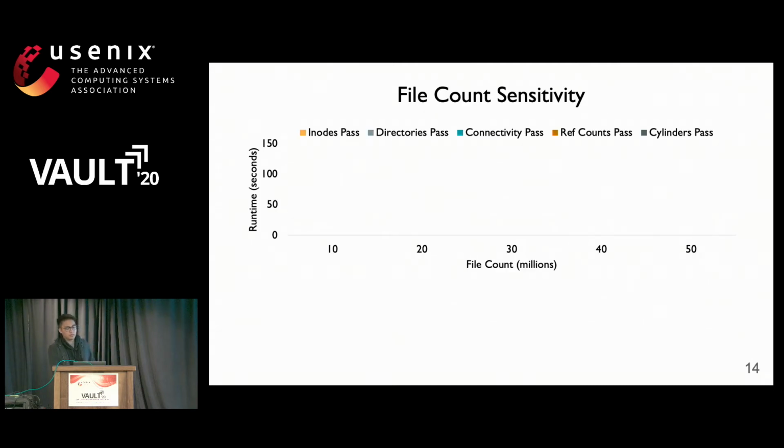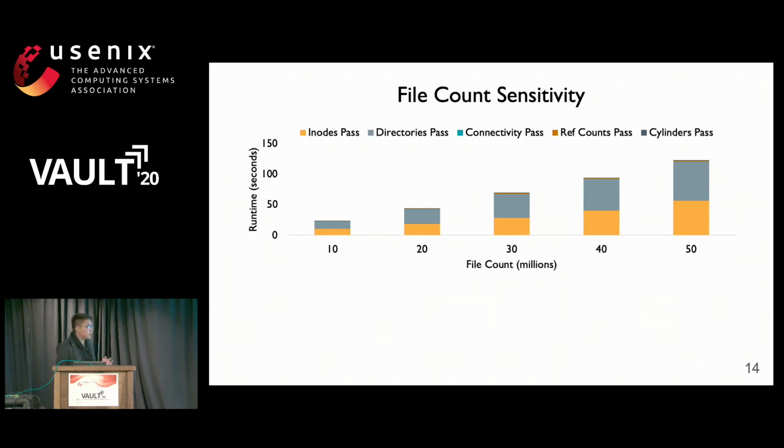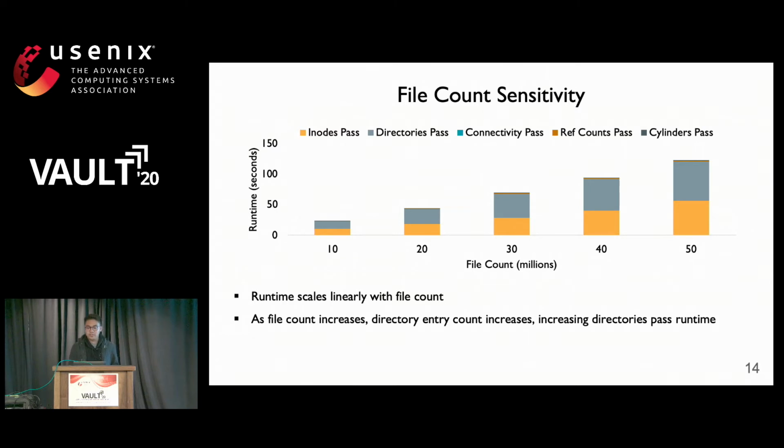Right, so we'll look at how FSCK performs with varying file counts. On the x-axis, we see the file count in millions, and on the y-axis, we see the runtime in seconds. First, we see with 10 million files, the runtime is around 23 seconds. And as we increase the file count, this trend continues. So based on this, we can see that the runtime scales linearly with file count. Also, we can see that the directory checking pass runtime also increases, because as more files are added, more directory entries are added as well that need to be checked in the directory checking pass.